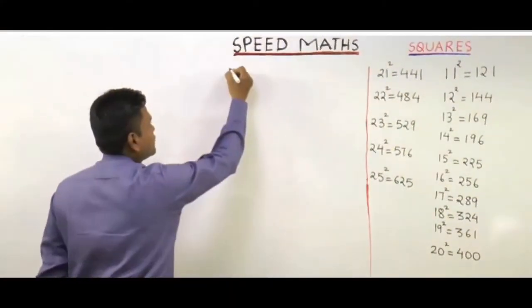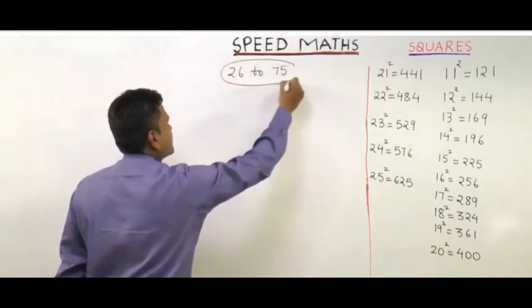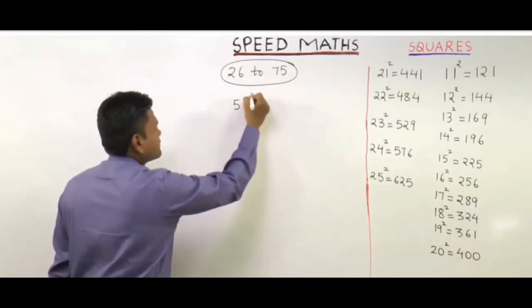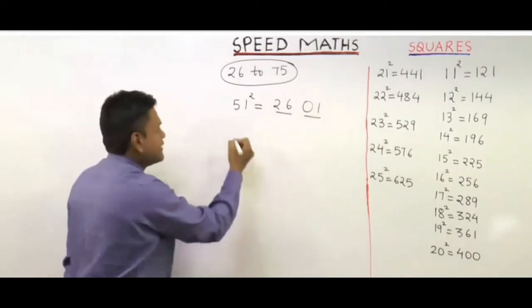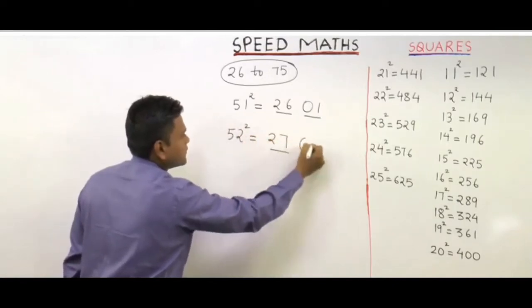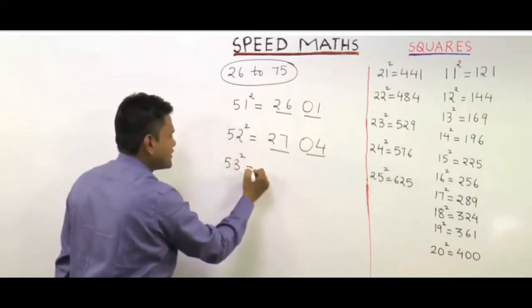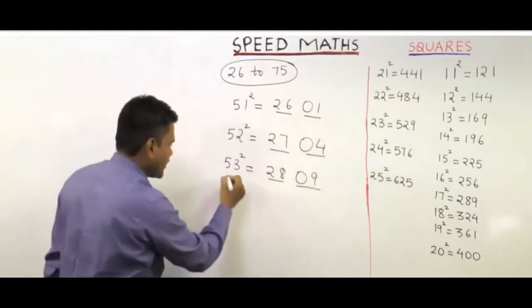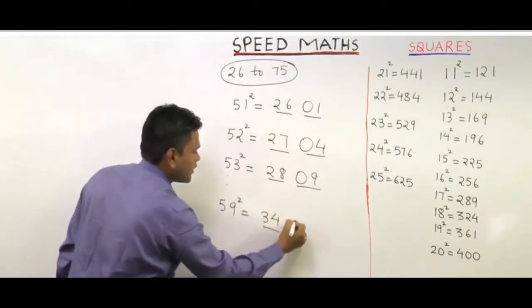So for instance, if we are dealing with 26 to 75, a square of any such number, observe a pattern here. 51 squared is 2601. 52 squared is 2704, right? 53 squared, you'll have to carefully observe, is there any pattern building up? 2809 and so on. If you take, let's say, 59 squared, 3481.